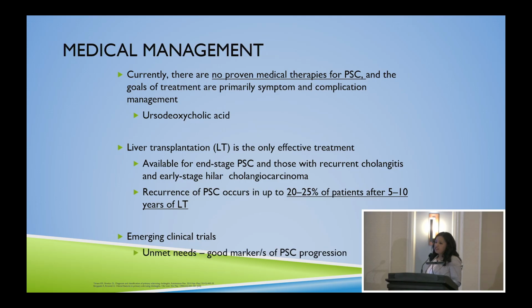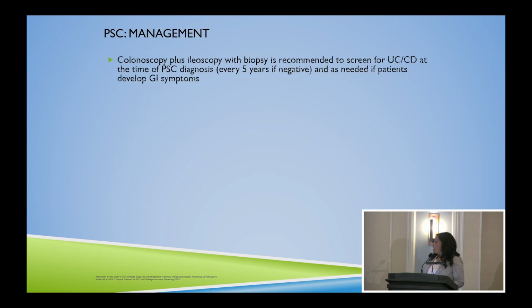The unmet need that has been the limiting factor is, again, not having a good marker that can measure how drugs are working or predict the prognosis in our patients. And there's a lot of research looking at that as well. So overall, in the management landscape of PSC, what do we need to do? You need to make sure that you get colonoscopy. Usually colonoscopy with ileoscopy, meaning getting into the small bowel with random biopsy, especially initially to rule out ulcerative colitis or Crohn's, is done at diagnosis.